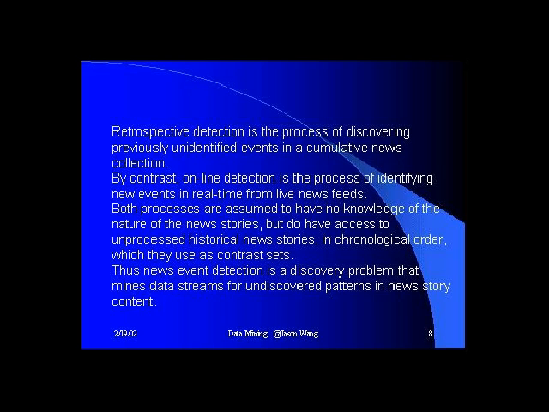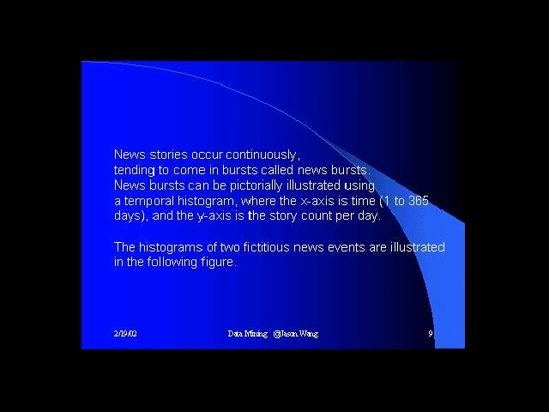So news event detection is a discovery problem that mines data streams for undiscovered patterns in news story content. News stories occur continuously, tending to come in bursts called news bursts. News bursts can be pictorially illustrated using a temporal histogram where the x-axis is time, from day 1 to day 365, the first day of the year to the end of the year. And the y-axis is the story count per day. For that particular day, how many stories are relevant to that particular event.